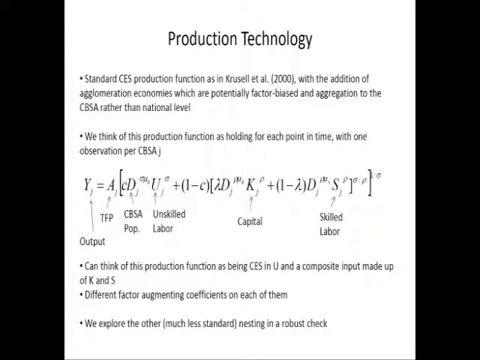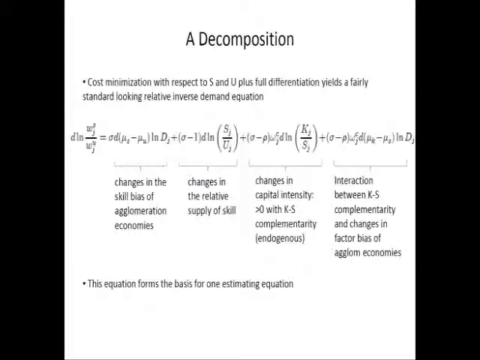I want to think about this through the lens of a production technology that has unskilled labor, capital, and skilled labor, where you have some potential for capital skill complementarity, and some agglomeration economies that could be biased towards any of these three factors. I want to take this and think about firm optimization. This is going to be constant returns to scale, so it's going to produce some equilibrium conditions. In particular, one of them is going to allow us to decompose reasons for which the skill premium has changed differently in different local labor markets. You can break it into these four components.